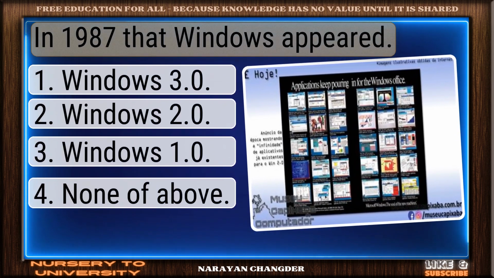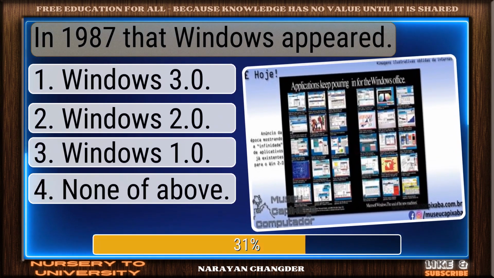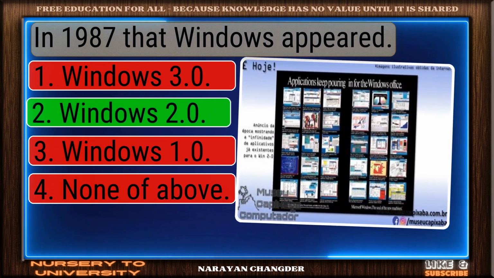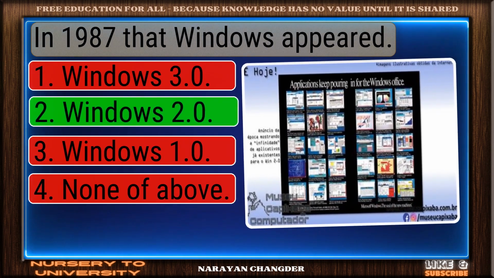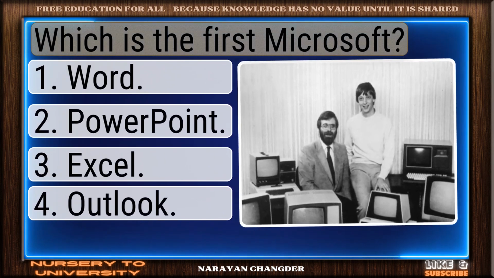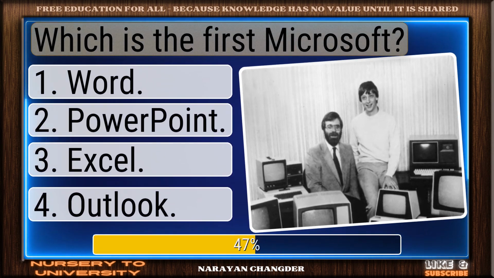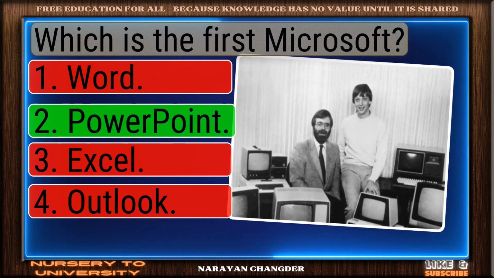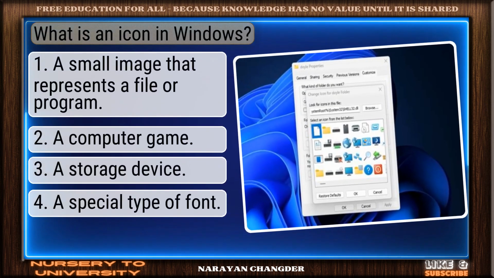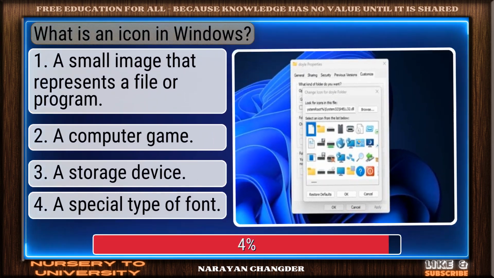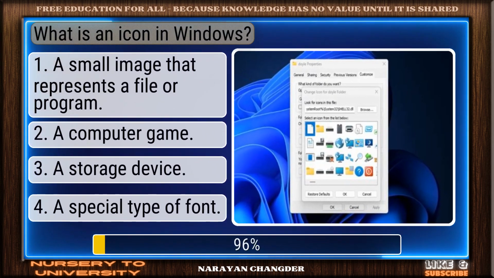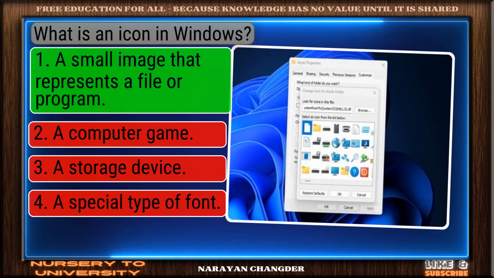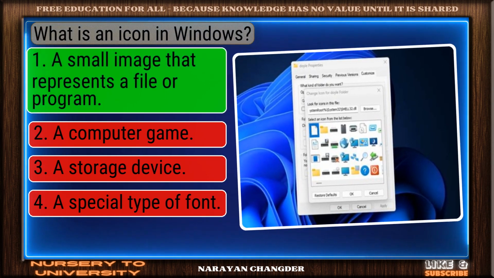Question number 70. In 1987 that Windows appeared. Exactly. Windows 2.0 makes sense and it is the right choice. Question number 71. Which is the first Microsoft? Solid response. PowerPoint is a valid choice. Question number 72. What is an icon in Windows? Nicely done. A small image that represents a file or program is a solid answer.